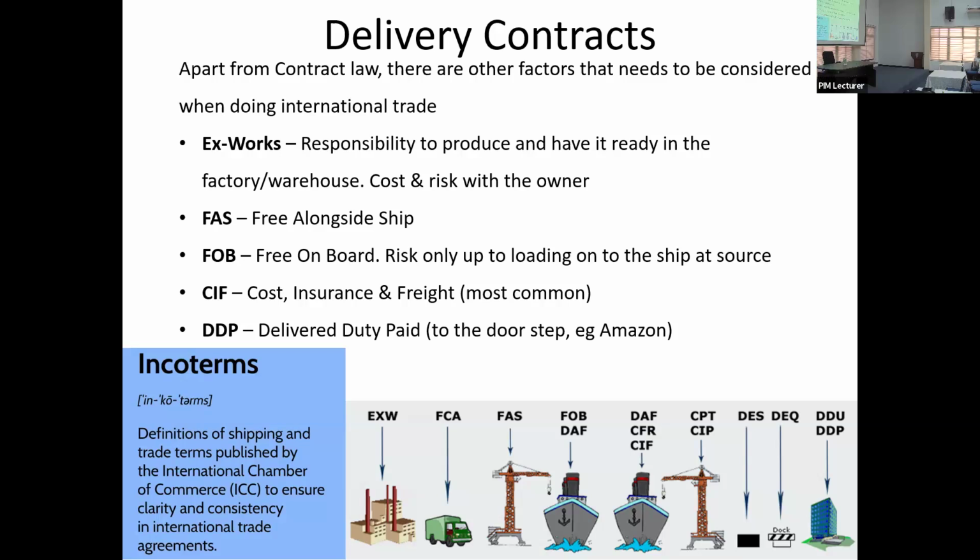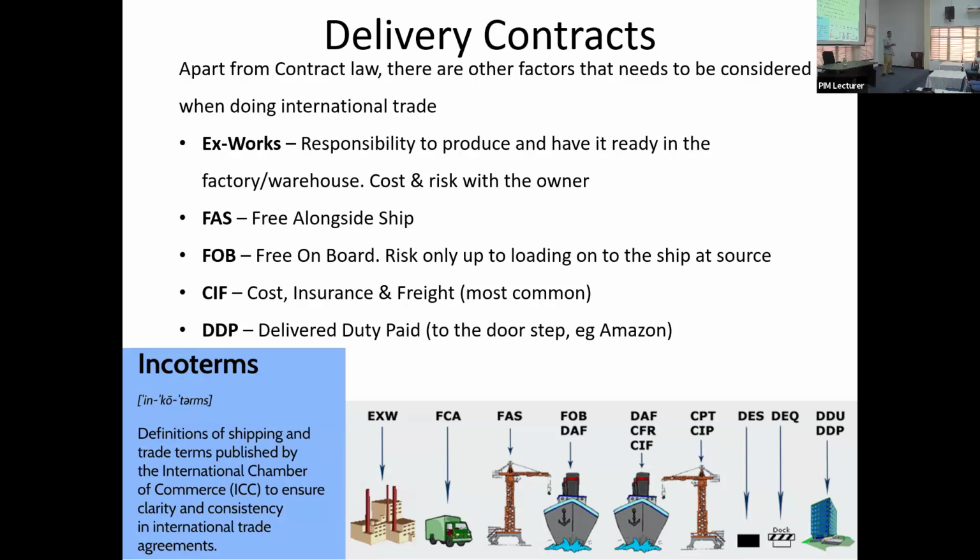FAS, free alongside ship. They will come and leave it at the port and go. From there onwards, you take possession. So you need to find the ship. You need to insure the ship. You need to load it onto the ship, and so on. So you take that risk. Free on board: I will bring it to the port. I won't leave it there. I will put it onto the ship. So that has a higher cost.